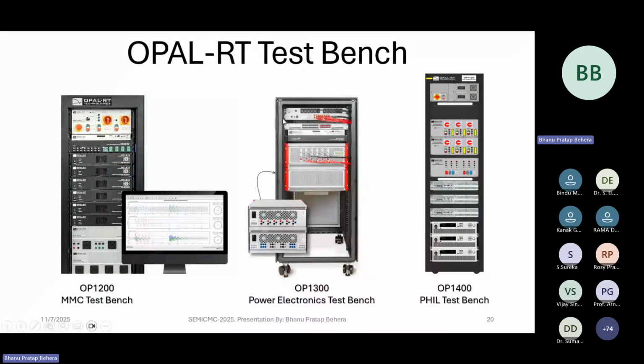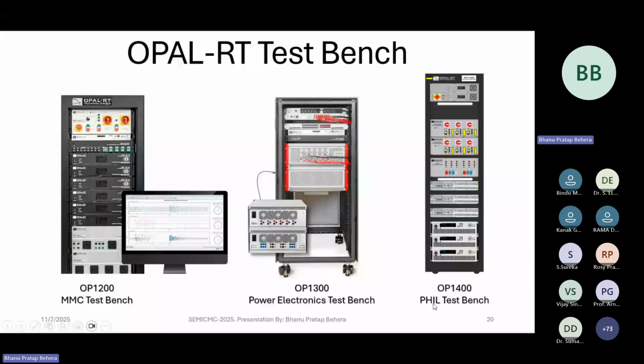Similarly, these are the test benches, where the different modules are combined together for a specific point of application. So this is OP1200. This is a test bench which is designed for microgrid modeling, and similarly this is OP1300 for power electronics test benches. In these test benches, your inverters, switches, real-time targets, and power amplifier are all integrated into one enclosure. So this is a test bench.